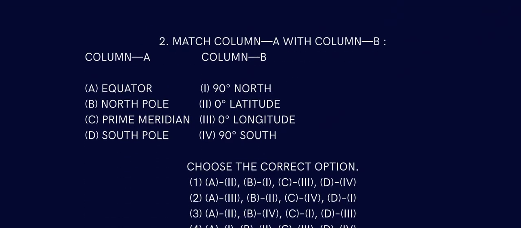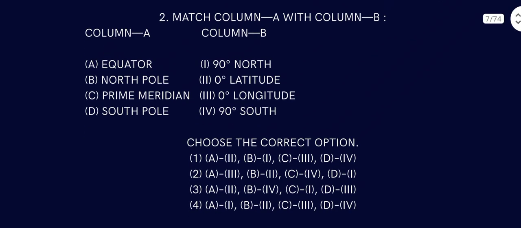Match column A with column B. Column A is equator, North Pole, prime meridian, South Pole, and column B is 90 degree north, 0 degree latitude, 0 degree longitude, 90 degree south. So what's it going to be? As usual, we know equator is 0 degree latitude. So A is equal to 2, and that is answer 1, your right answer.